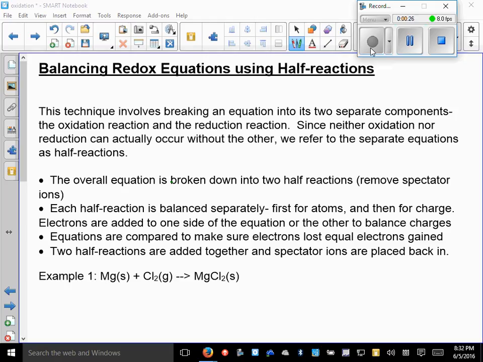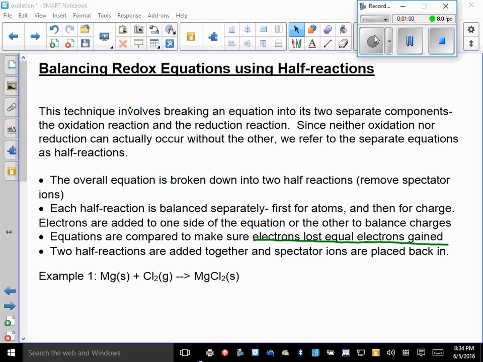We remove spectator ions. Each half reaction is balanced separately, first for atoms and then for charge. Electrons are added to one side of the equation or the other to balance charges. Equations are compared to make sure the electrons lost equals electrons gained. That's important. Two half reactions are added together and spectator ions are placed back in.